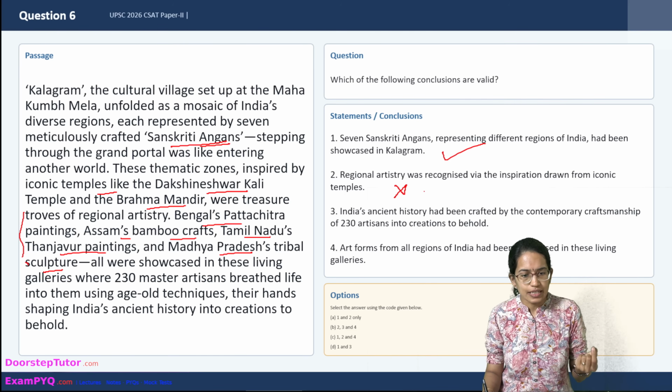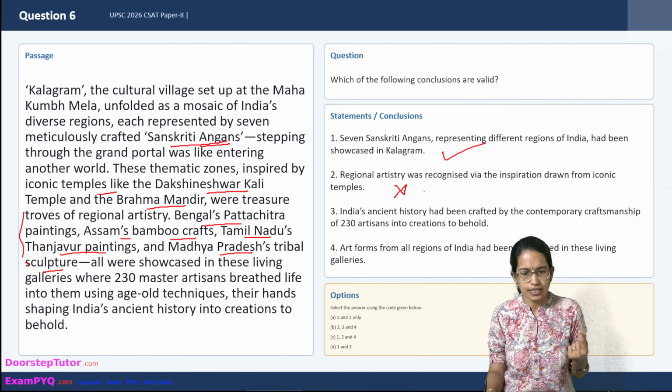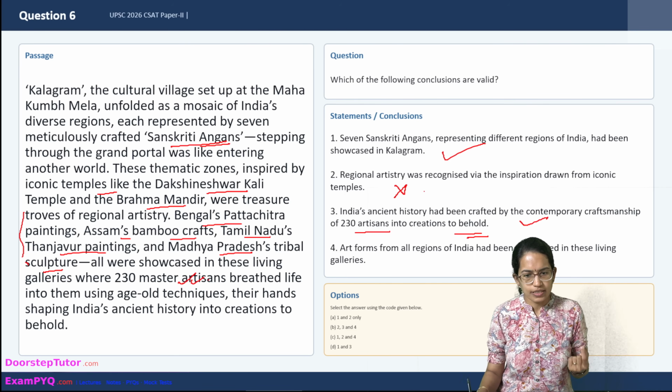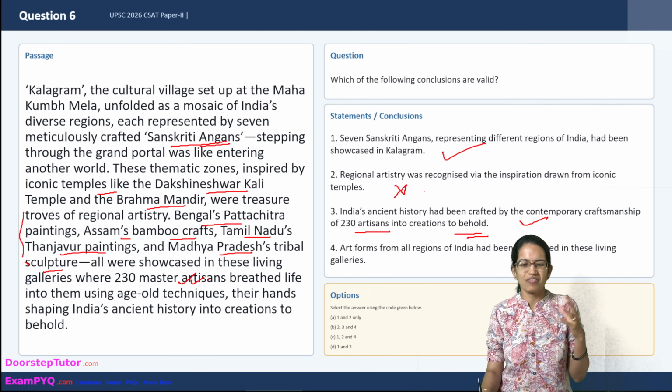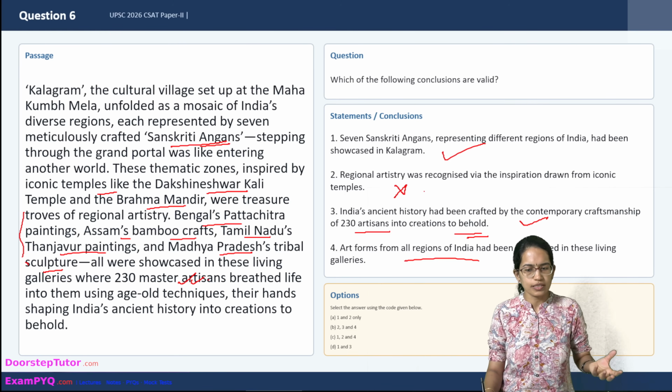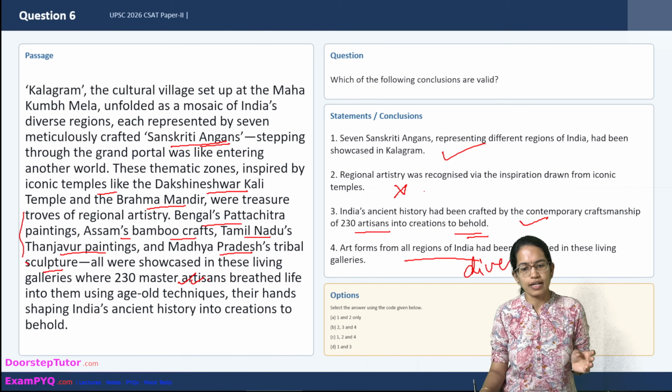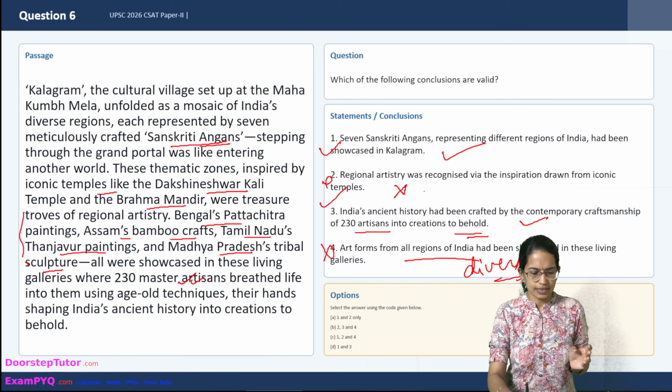The next is India's ancient history has been crafted by the contemporary craftsmen of 230 artisans created to behold. Now this is again valid, because this is directly mentioned in this statement. Art forms from all religion have been showcased. Now this is a very broad statement. It's not all religion, but we could say most of the religion. So we have used the word diverse regions here. So 4 is not an accurate answer. 1 and 3 are the correct ones.